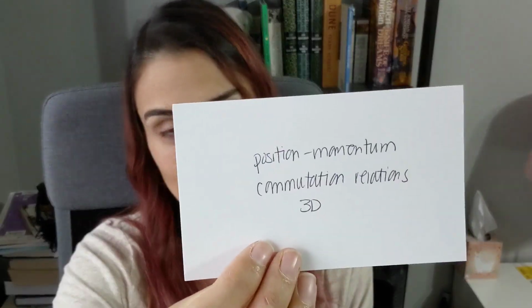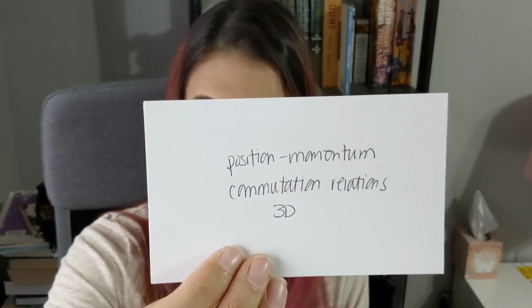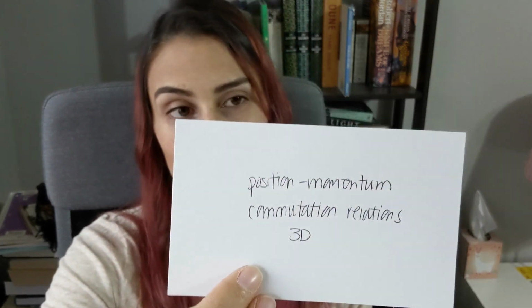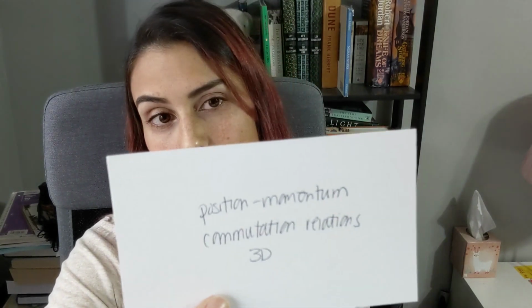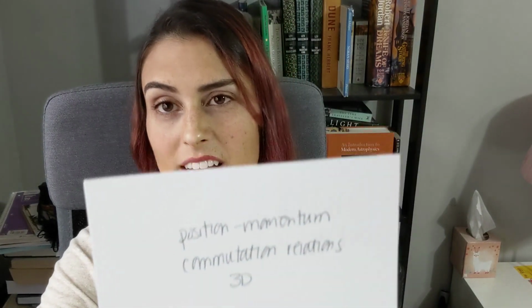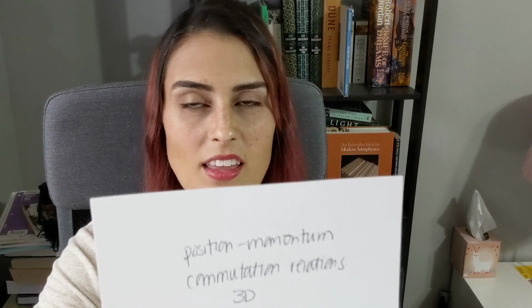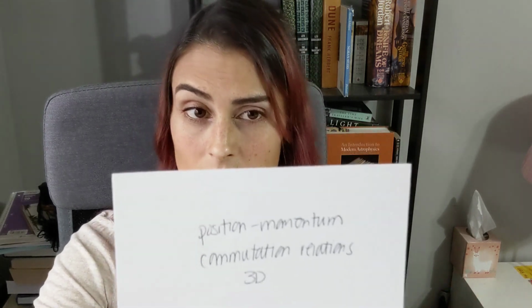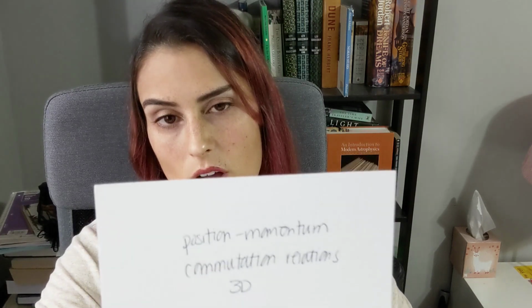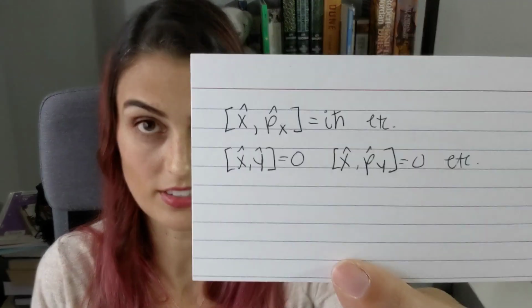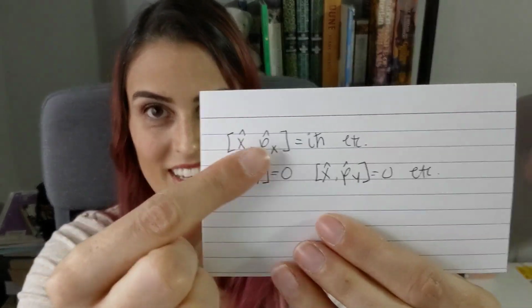Position, momentum, commutation relations in 3 dimensions. The commutation of x and px is equal to i h bar, and that's similarly for y and z. And then the commutation of x and y is 0, and the commutation of x and py is 0. Okay, so if they're not the same, then they're 0. And if they are the same, then it's i h bar.